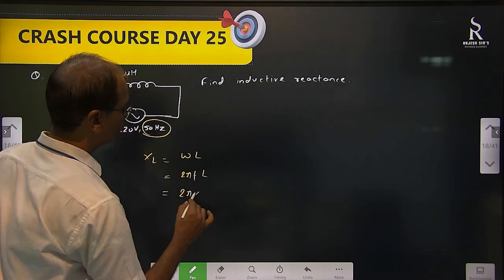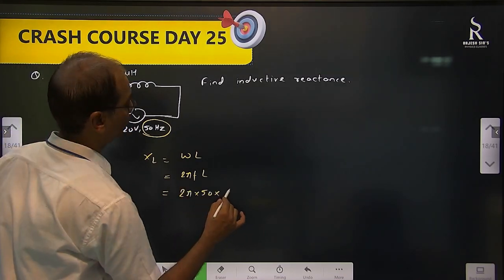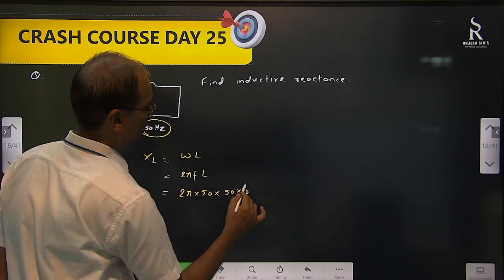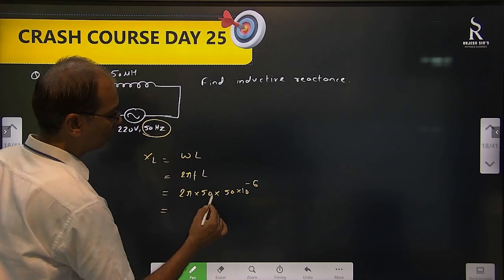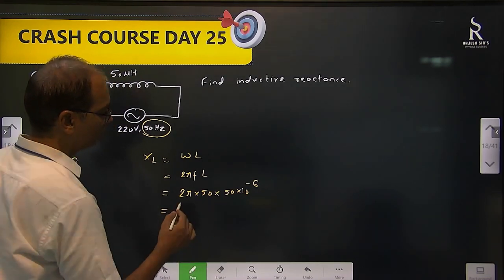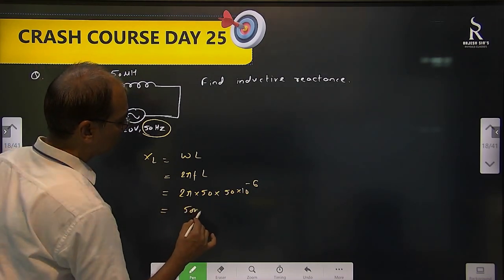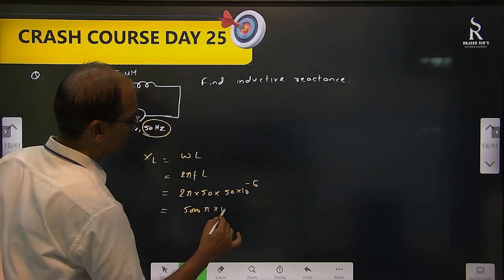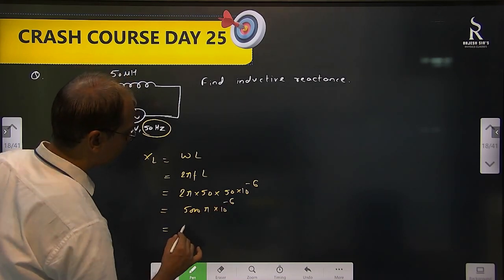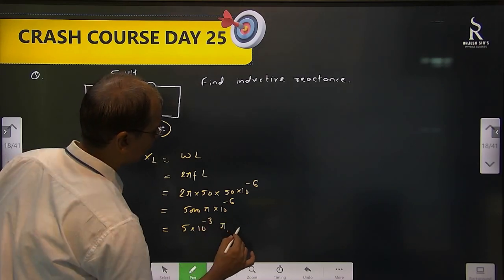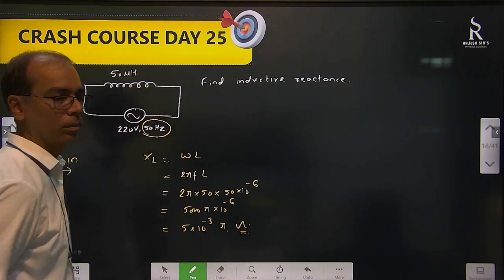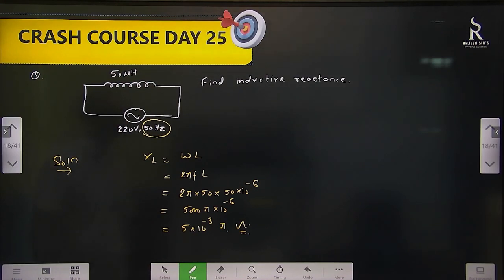So what is this here? 2 pi into 50 into 50 into 10 to the power minus 6. So 50 into 50 is 2500, into 2 is 5000 pi into 10 to the power minus 6. So 5 into 10 to the power minus 3 pi ohm. This is the value of inductive reactance. Okay.